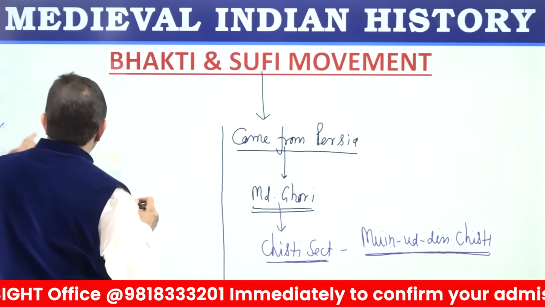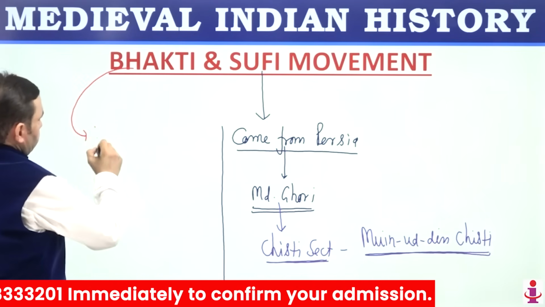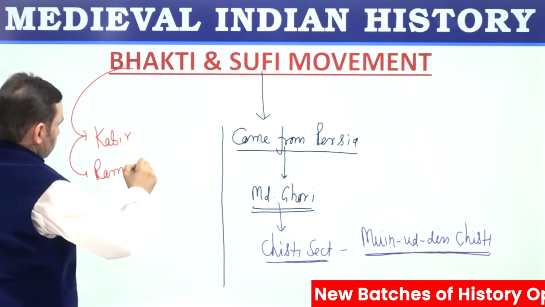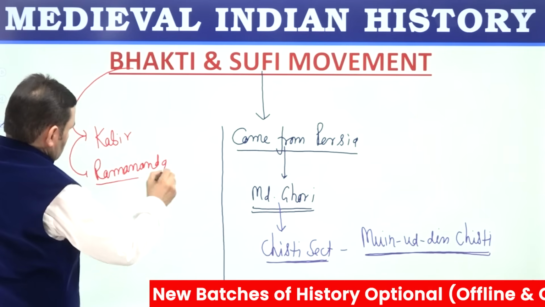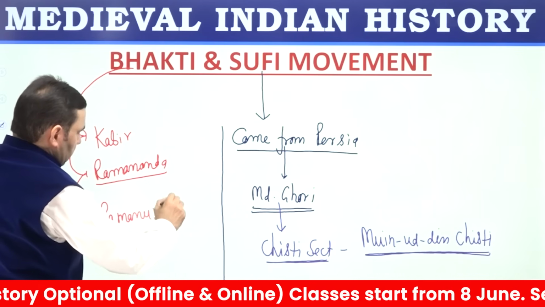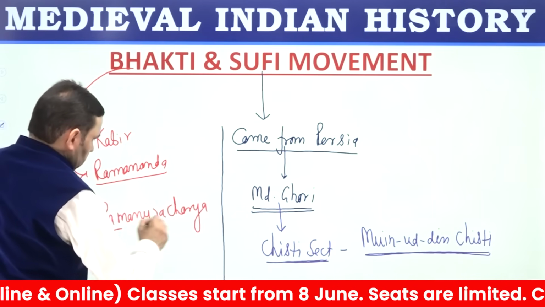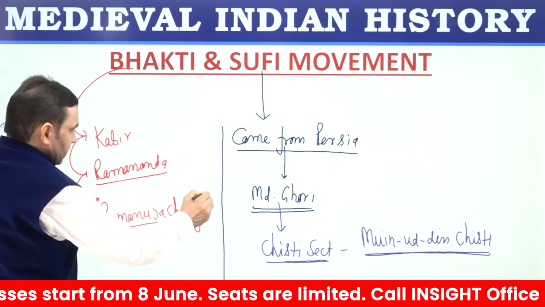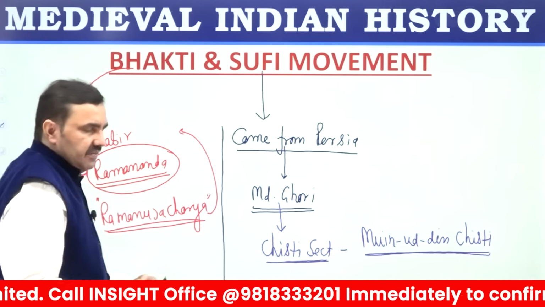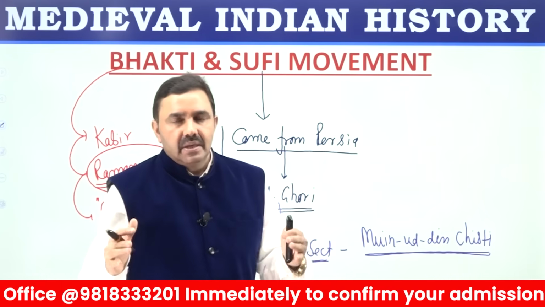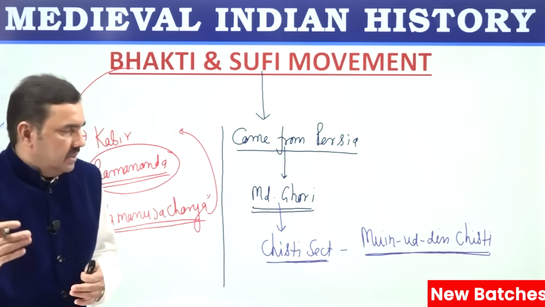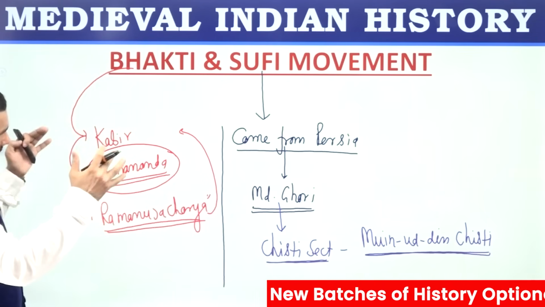Bhakti saints were like Kabir, Ramanand. Recall Ramanujacharya. Ramanujacharya was the person who brought the seeds or the concept of bhakti from south to north. This was popularized by Ramanand, and he had 12 disciples. One of them was Kabir. Ravidas was another. Dhanna, Pipa, and all these 12 disciples popularized bhakti in North India.